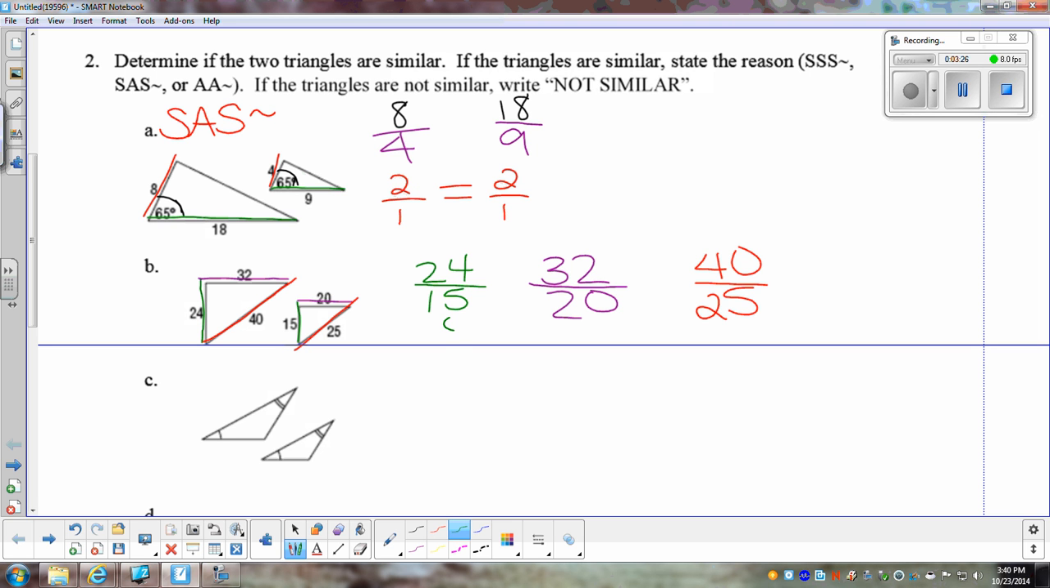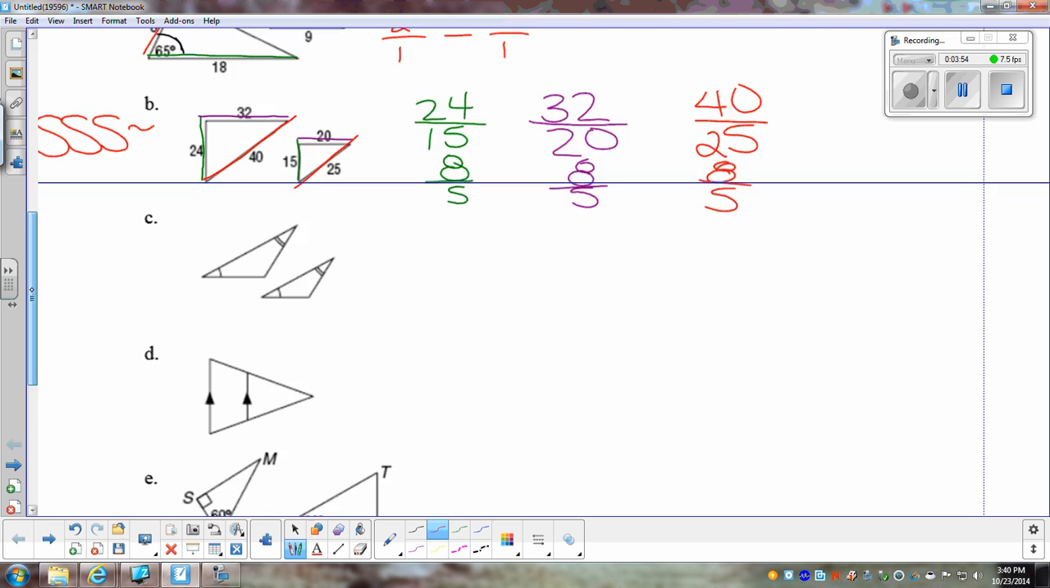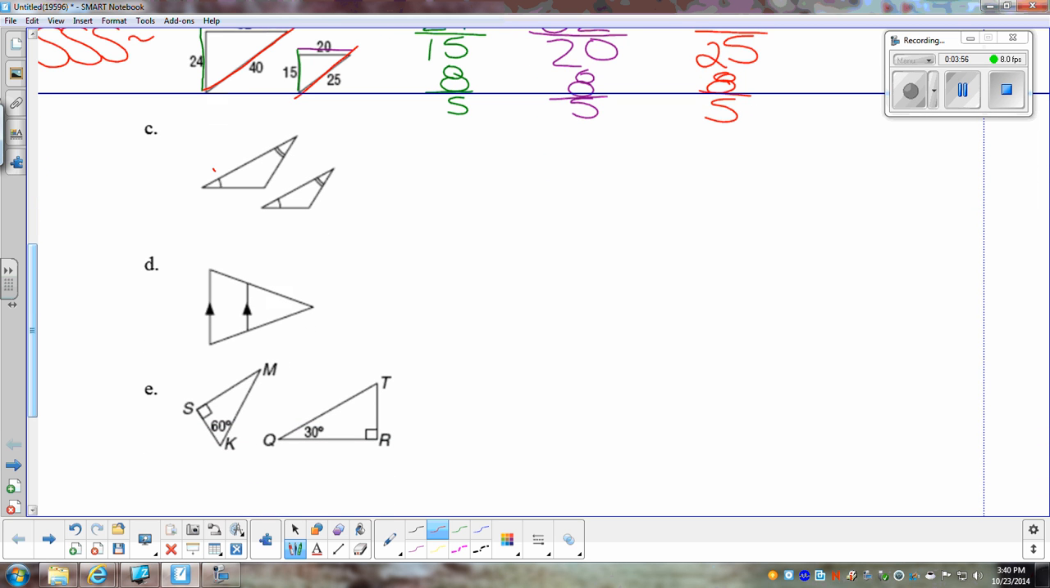24 over 15 simplifies to 8 over 5. Check these in the calculator if you need to. 32 over 20 simplifies to 8 over 5. 40 over 25 simplifies to 8 over 5. So these are similar by side, side, side similarity.